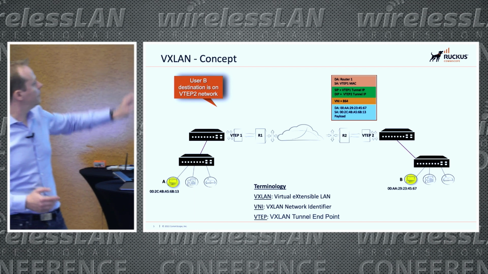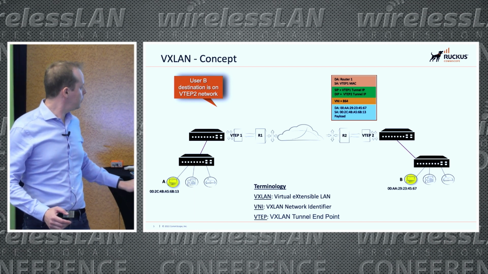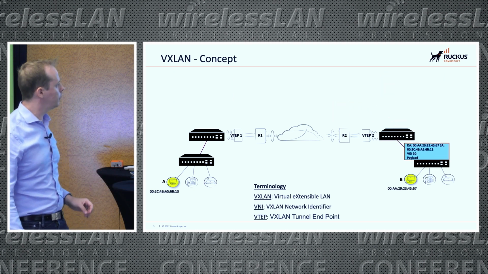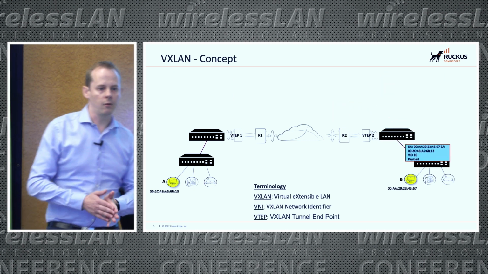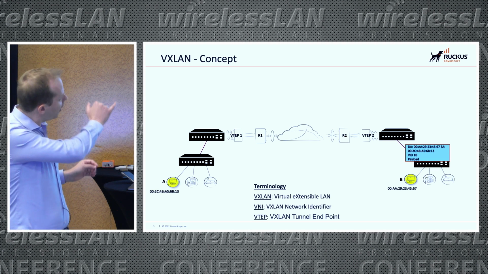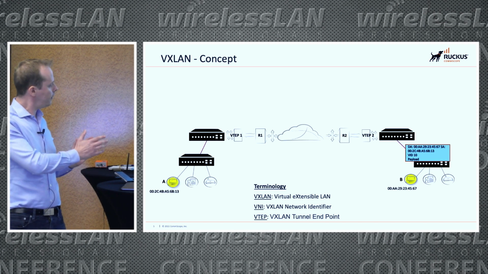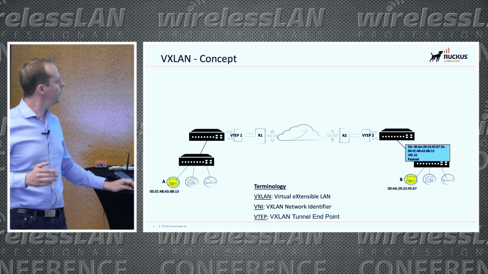Once I reach the VTEP2, the VTEP2 will strip out the frame and forward it to the user B. That way, we have some kind of layer 2 tunnel in between a layer 3 environment. So, that being said, how can I use it in my MDU environment?